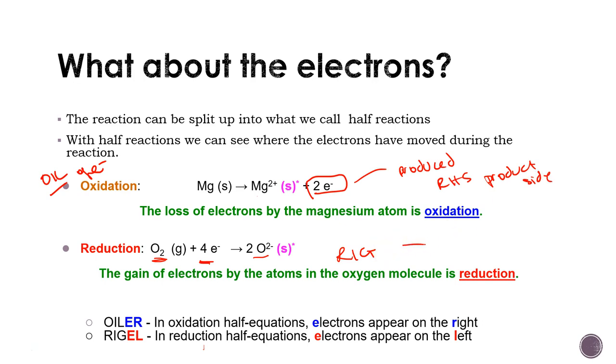Okay, and in the reduction, the electrons are used. They're getting put into the compound, so they're being gained. So electrons are used, so they are on the left-hand side because they're on the reactant side. They're being used up.